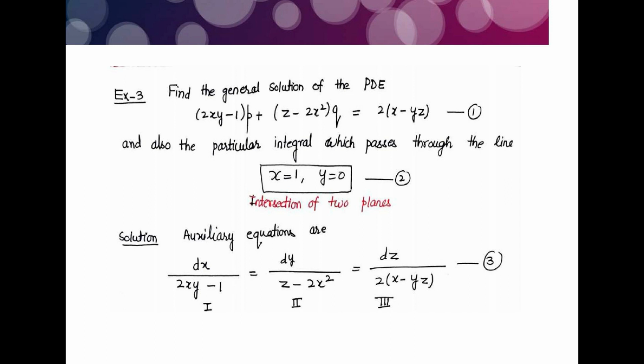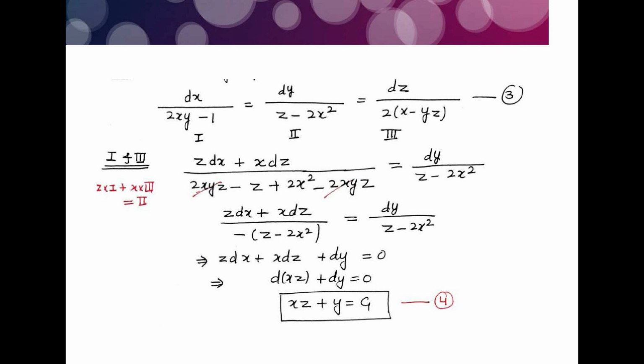So write down the auxiliary equation corresponding to the partial differential equation 1. The auxiliary equation is given by 3. Mark these three ratios as 1, 2 and 3. See the auxiliary equations given by 3. In the denominator x, y and z, all three variables are mixed. We don't have a clear-cut combination with the two variables only. So we have to look at the denominators and try to make some suitable combination.